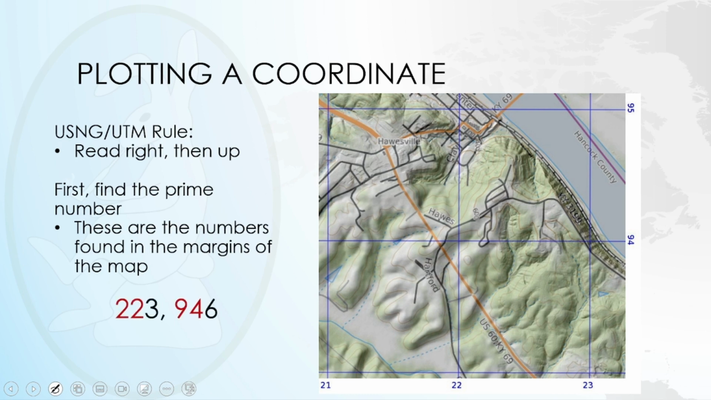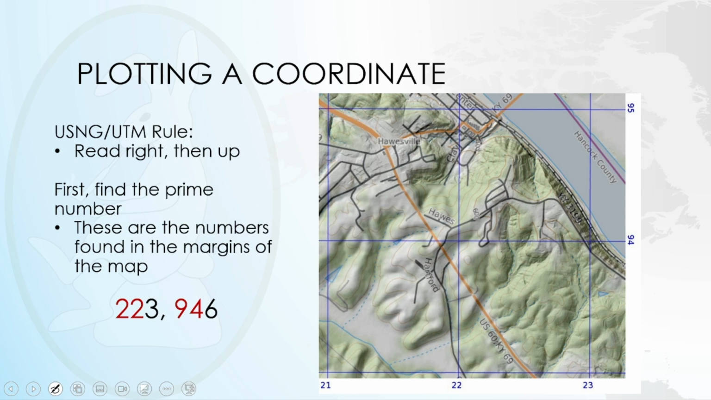So whenever we talk about plotting a coordinate, the rule for U.S. National Grid and UTM is both going to be the same. We read to the right, and then we read up. So we have a coordinate down here at the bottom.